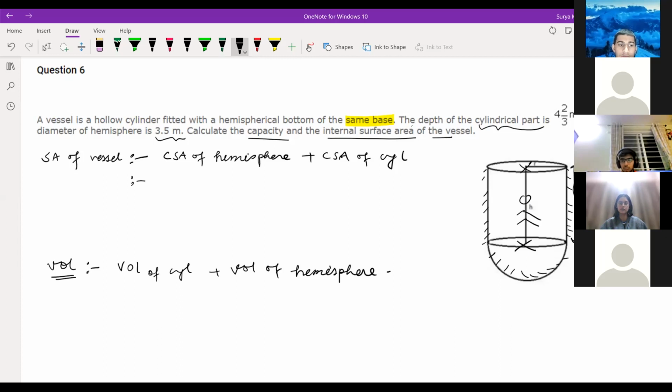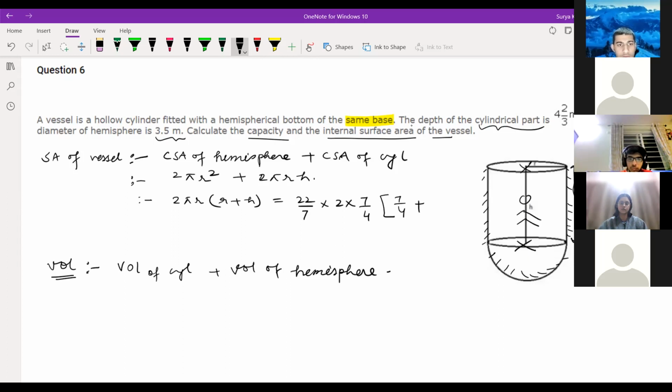Yes, sir. CSA of hemisphere is 2 pi r square, plus CSA of cylinder is 2 pi rh. So from both the cases here, 2 pi r is common. r plus h we can write. So we can write 22 by 7 into 2 into radius. Radius is 7 by 4 into r plus h. Radius is 7 by 4 again plus h. h is 14 by 3. Now you can solve, right?